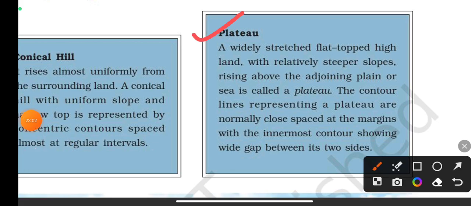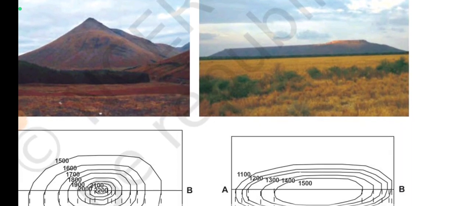Plateau: a widely stretched flat-topped high land with a relatively steeper slope rising above the adjoining plain or sea is called a plateau. The contour lines representing a plateau are normally closely spaced at the margins, with the innermost contour showing a wide gap between its two sides. Okay, so let's see these contours.